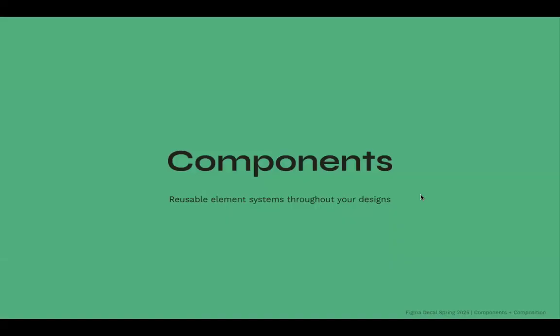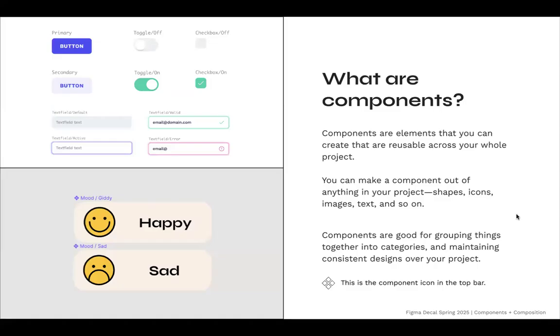So yeah, components, reusable element systems that you use throughout your designs. So what are components? Components are elements that you can create that are reusable across your whole project. You can make a component out of anything in your project: shapes, icons, images, text, and so on. And components are good for grouping things together into categories and maintaining consistent designs over your project.